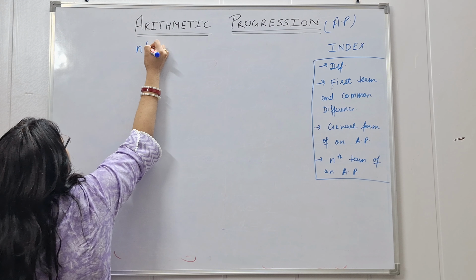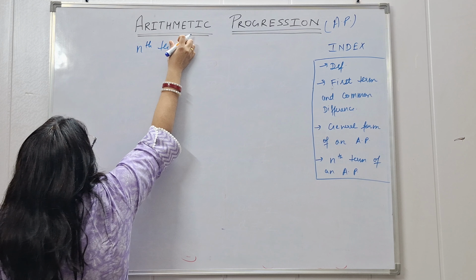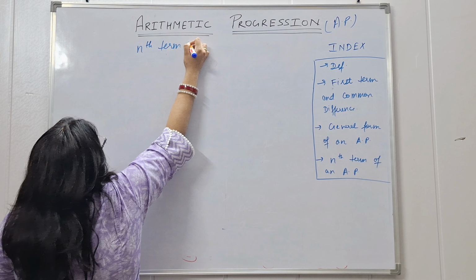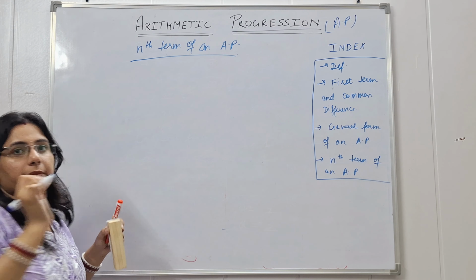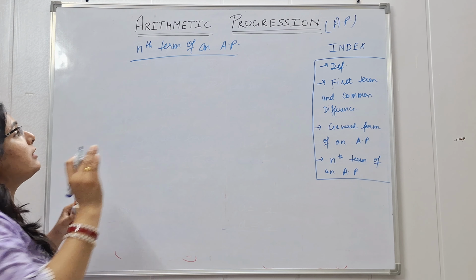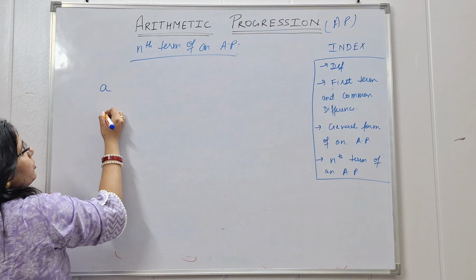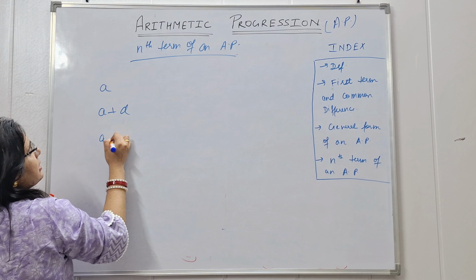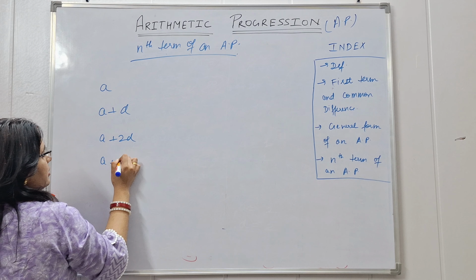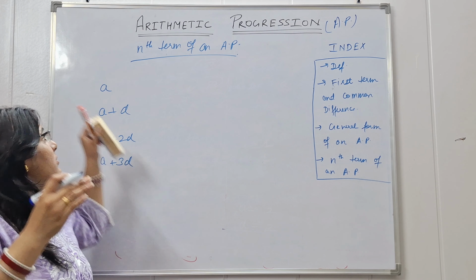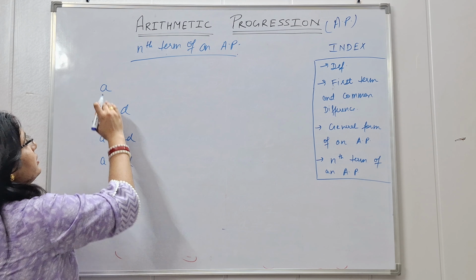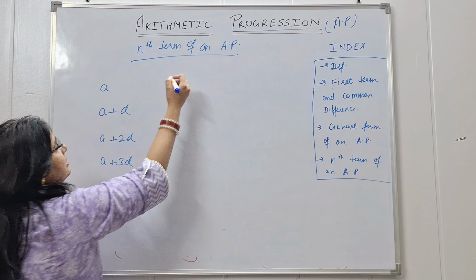Nth term of an AP. Nth term. First of all, the general form of an AP is a, a plus d, a plus 2d, a plus 3d. Now we will obtain the nth term from this general form. First of all, this a as it is.